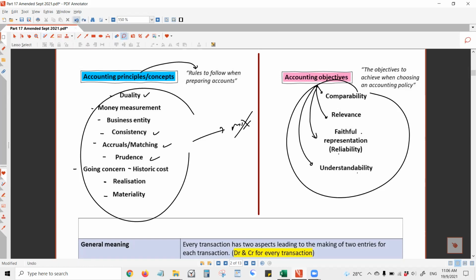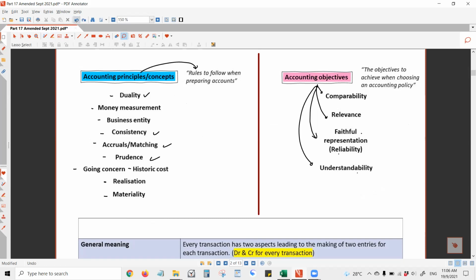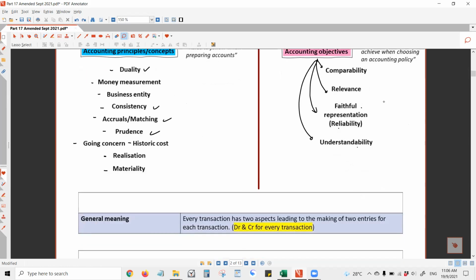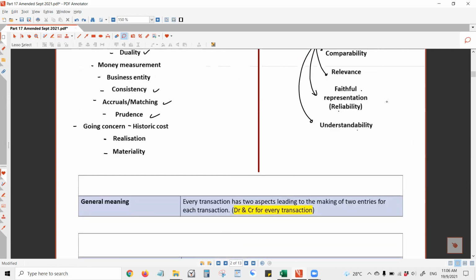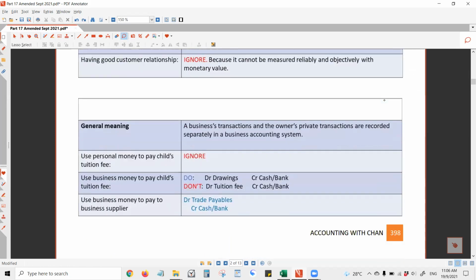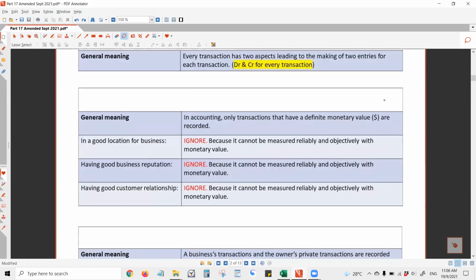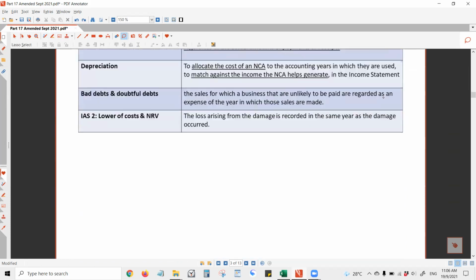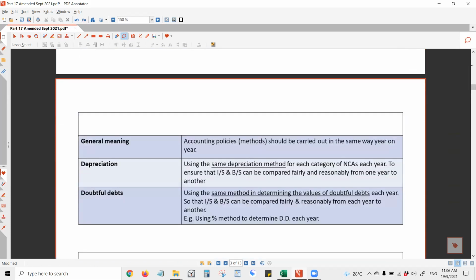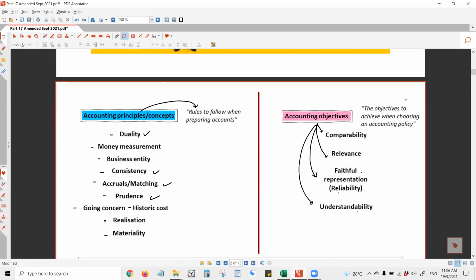Let me erase. Okay, so let's look at accounting principles first, one by one. Below these two lists, you see a lot of tables. Each table represents an accounting principle. We look at the first table.